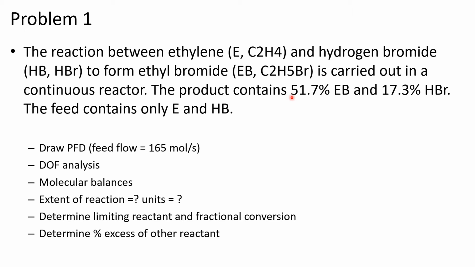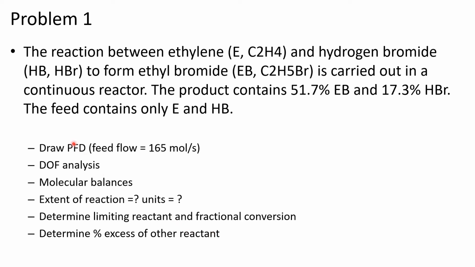The product contains 51.7% ethyl bromide, EB, and 17.3% HBr. These are on a molar basis. The feed contains only ethylene and hydrogen bromide. We ultimately want to answer the two questions at the very bottom of the slide. What is the limiting reactant, and what is the fractional conversion of this limiting reactant? And then what is the percent excess of the other reactant?